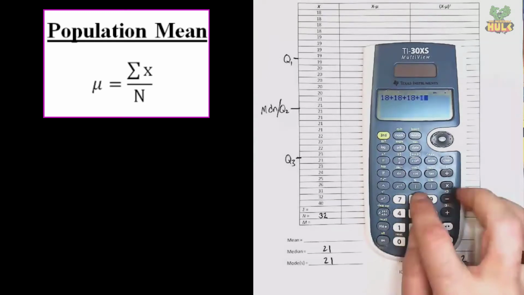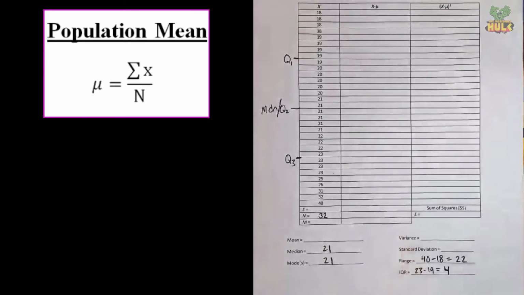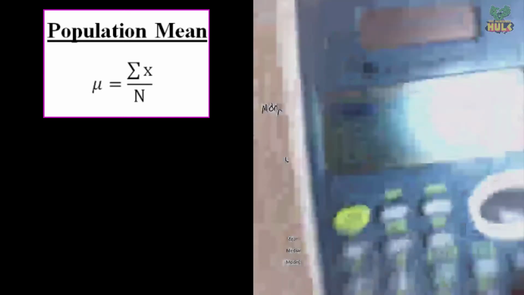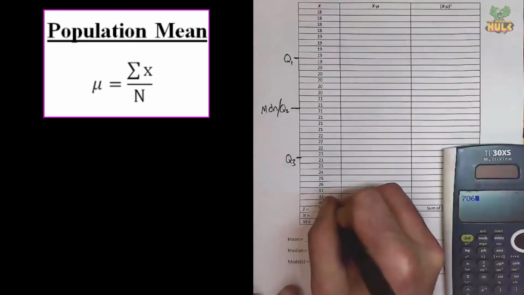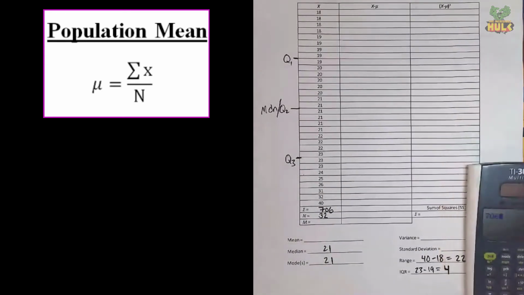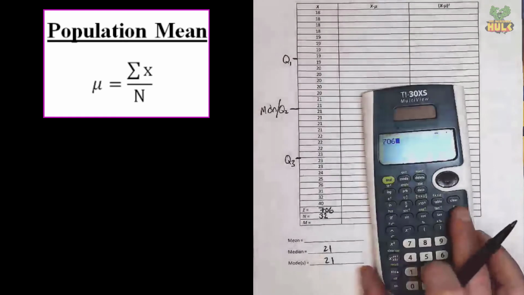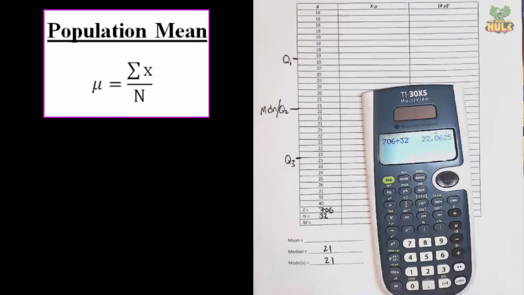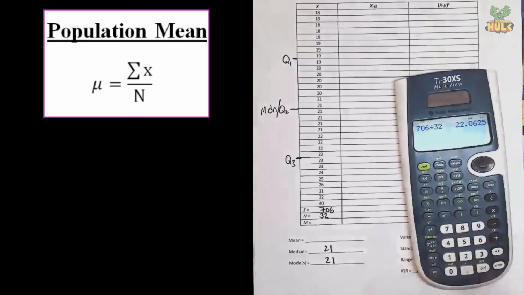Plus 18, plus 18, plus 19. Okay, so we're going to add them all up until we get a whopping total of 706. Woo, 706. Okay, so sum 706. So our simple formula then for calculating the mean, remember, is to sum up all of the scores. That's that. Divide by n. That's that. So we need to do 706 divided by 32, and we get 22.0625. Remember, we are rounding to two decimal places at all times.